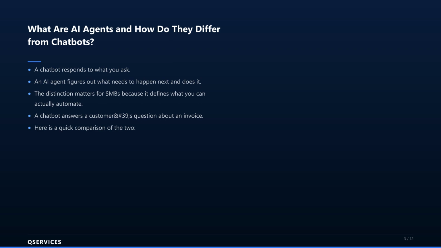Feature: chatbot versus AI agent. Decision-making: rule-based or single-turn LLM versus multi-step, goal-oriented. Actions: responds with text versus executes tasks across systems. Memory: usually stateless versus can maintain context across sessions. Integration: limited versus connects to APIs, databases, services. Human oversight: required at each step versus configurable, often asynchronous. If you want a deeper comparison of off-the-shelf copilots versus building your own agents, Copilot versus custom AI agents, which fits your SMB, covers the trade-offs in practical detail.